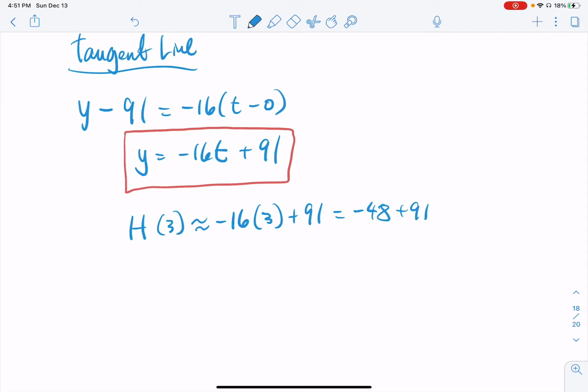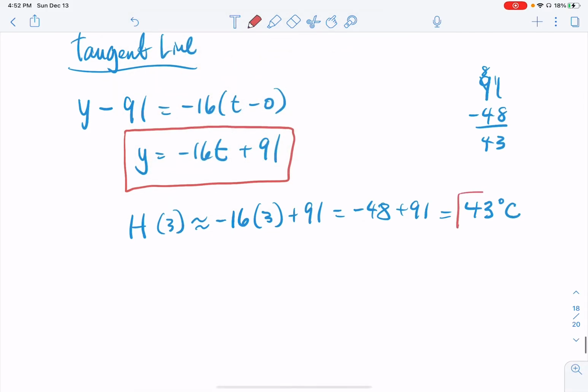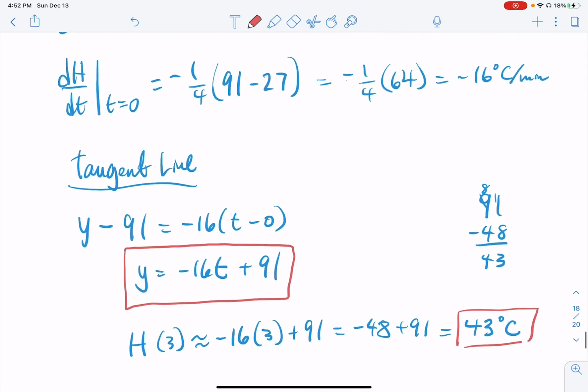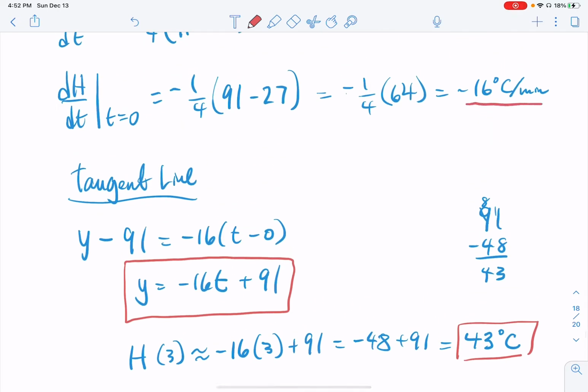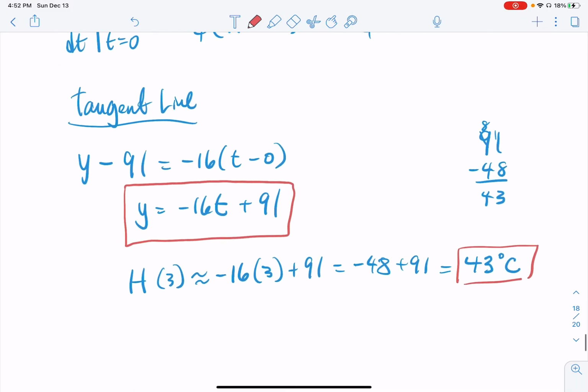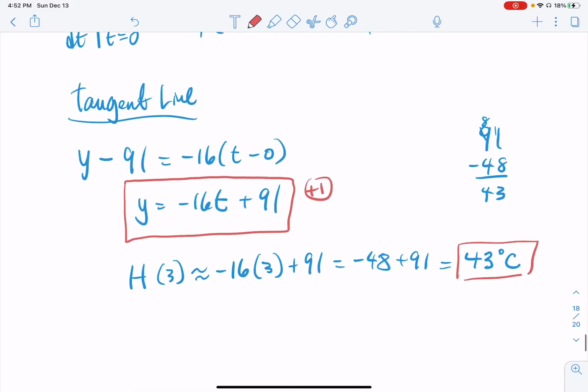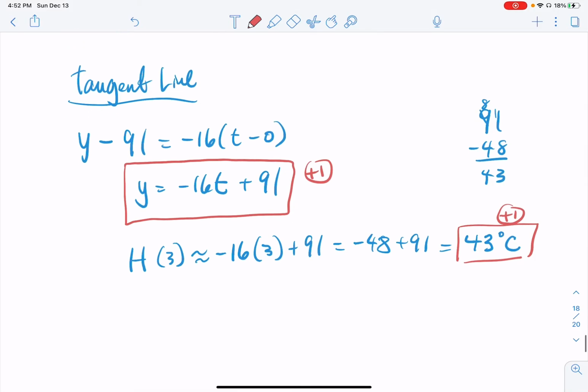Once again, that is safe stoppable, but I'm going to do some arithmetic. All right, borrow the 1, 8. That makes 43. I'm going to put units, even though it didn't call for them, there we go, 43 degrees Celsius. So the point breakdown went like this. The slope was worth 1 point. The equation of the tangent line was worth a point. And then your linear approximation of the internal temperature of the potato at time t equals 3 was worth your third point for that one.